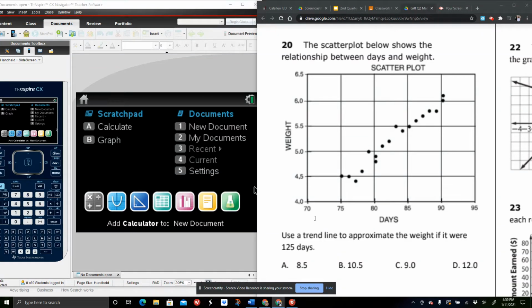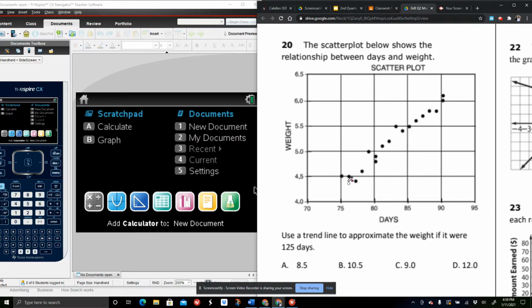20. The scatter plot below shows the relationship between days and weight. Use a trend line to approximate the weight if it were 125 days. If I were to draw a trend line on this graph or on the scatter plot, it's still not going to give me 125 days because that would be way over here, and that doesn't show up on my graph.